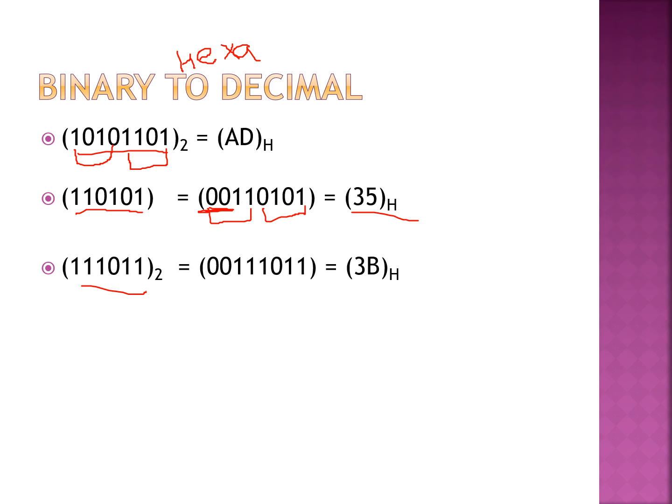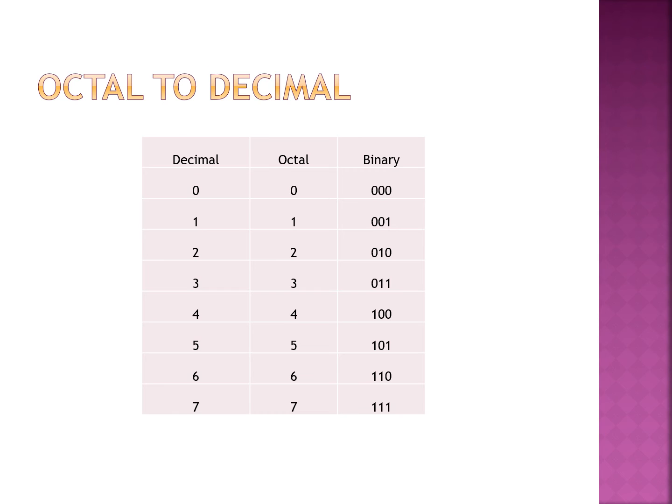In the same way, this is the third problem related to binary to hexadecimal conversion. Here you can see there are a total of 6 bits, so we cannot make groups of 4 bits. So we again add 2 zeros to the left side of the number. Then we make groups of 4 bits like this. This value is B and this value is 3. So the answer is 3BH. In this way you can convert a binary number to a hexadecimal number.